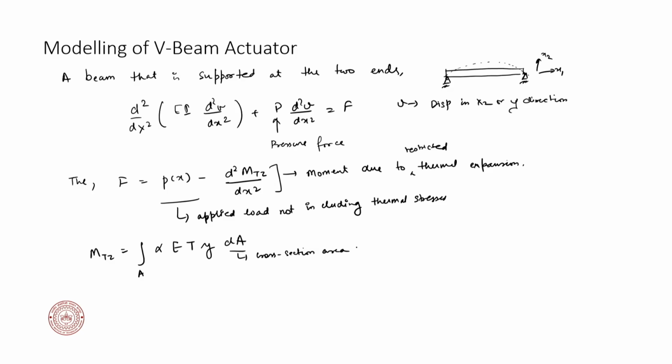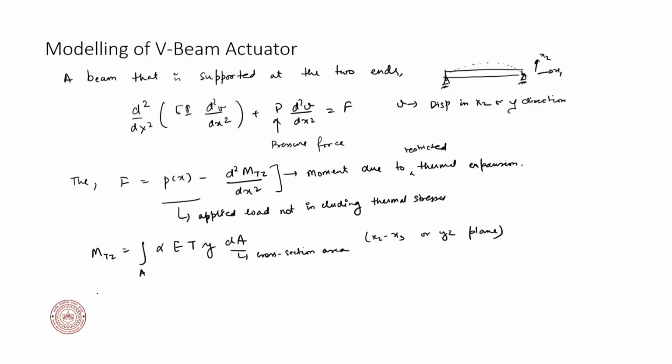The integration over the cross section, in this case, is the x2-x3 plane or the yz plane. You can get used to either using x1, x2, x3 or y, z. I am trying to use both so that you can understand how these two are related. The coordinate systems can be numbered 1, 2, 3 or x, y, z. Likewise, M_Ty, the moment due to temperature variations along the y direction, is equal to alpha E T z dA. The same formulation, just y is replaced by z.